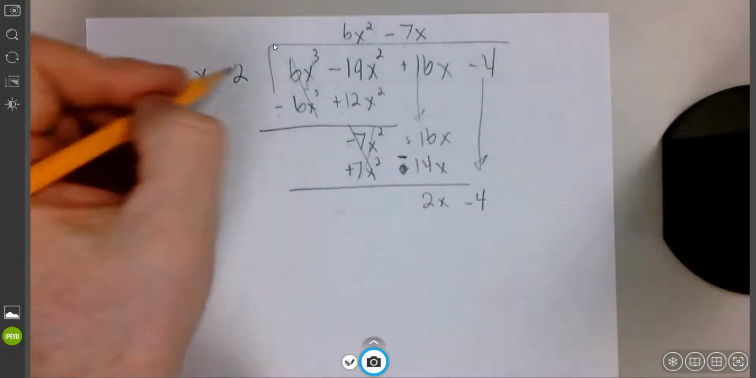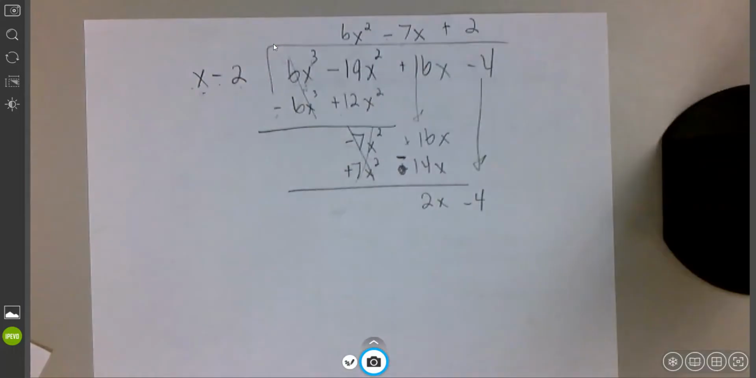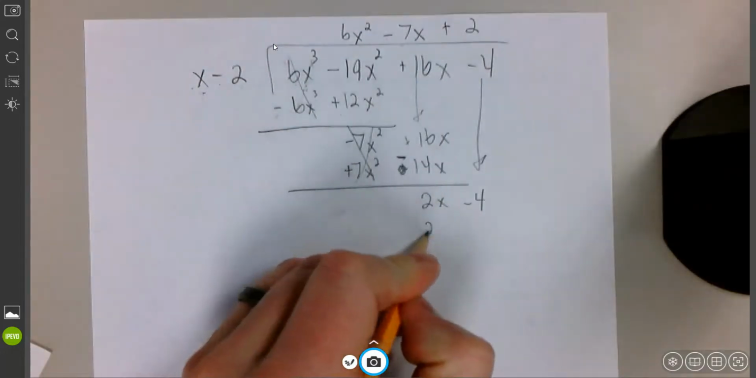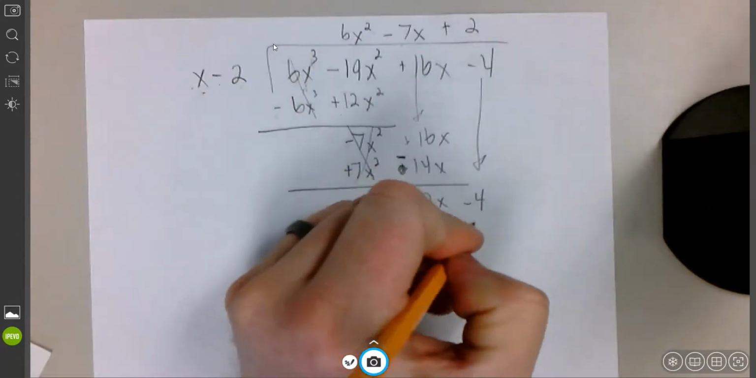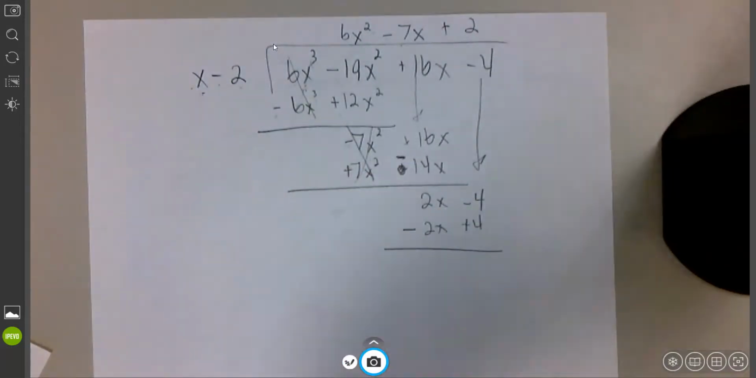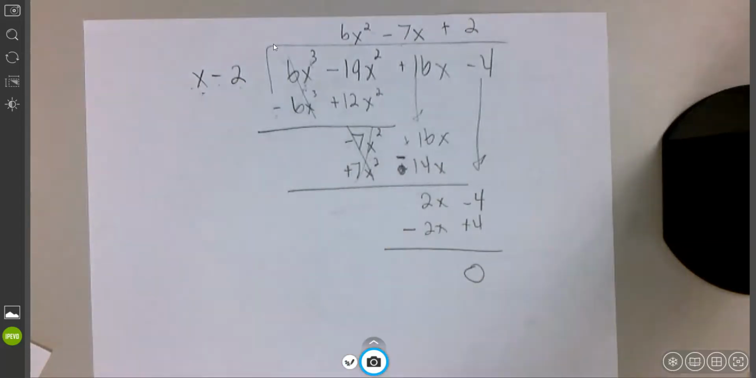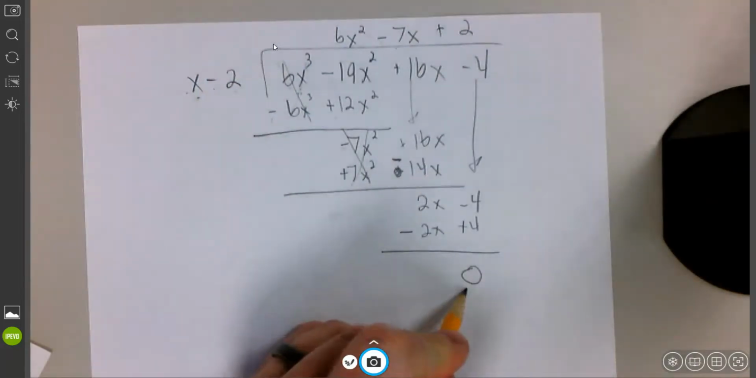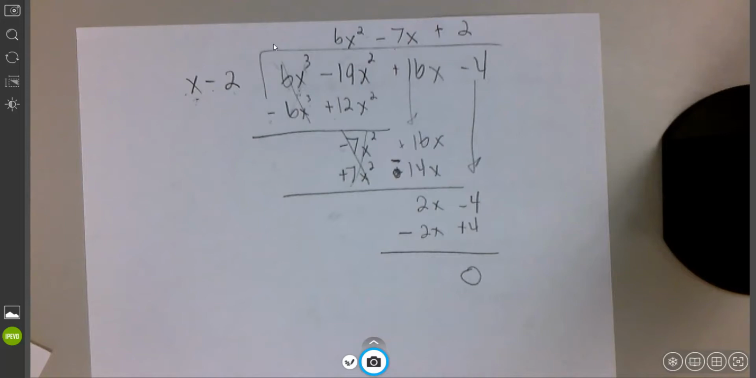One more time with it. What do I multiply by? A positive 2. Positive 2 times x, 2x. Positive 2 times negative 2, negative 4. We change the signs on these, and we add going down. In this case, when there's nothing else to bring down, this would be my remainder, but there is no remainder. Hooray!